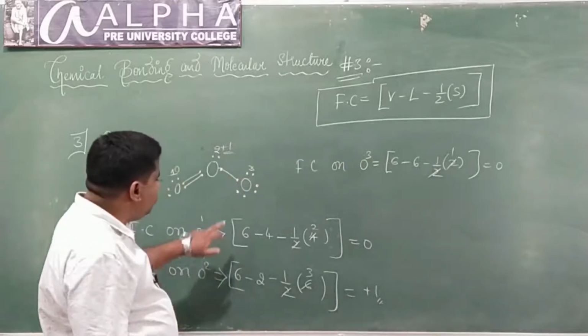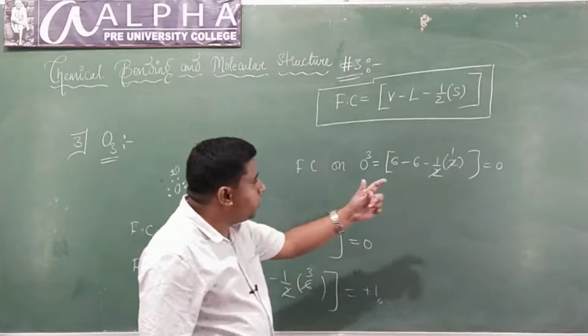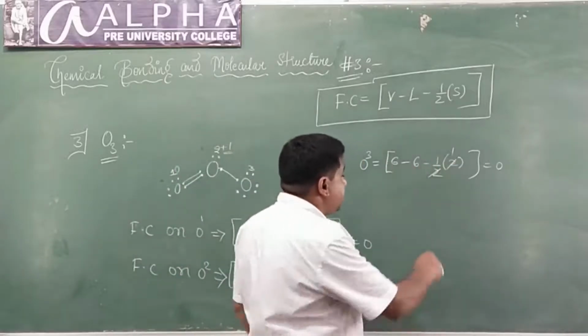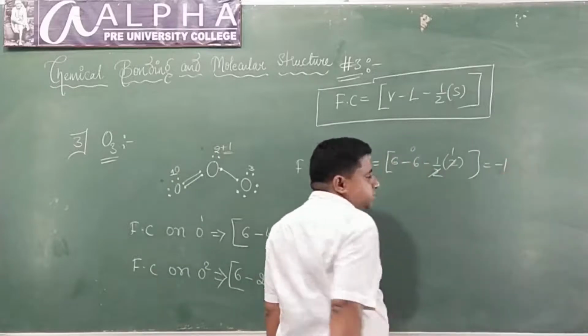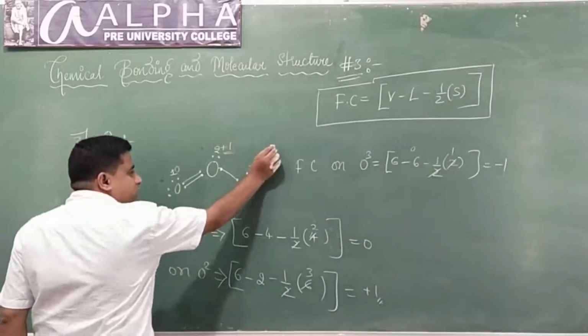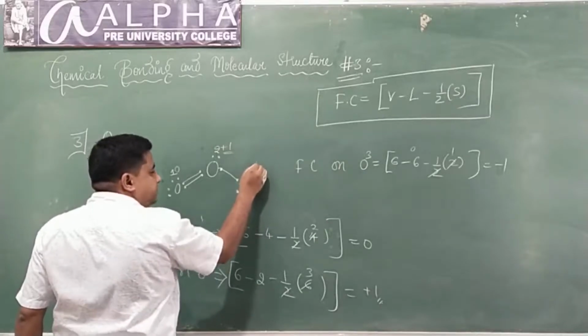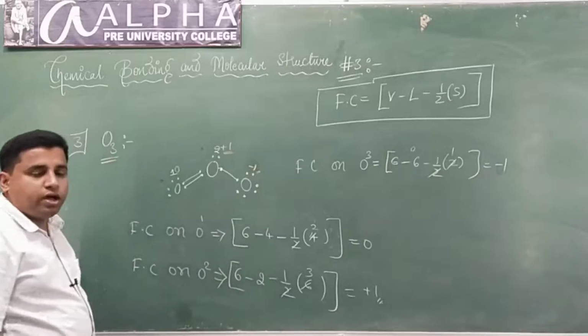Okay. 2, 4, 6. Shared pair of electrons, 2. So 6 minus 6 is 0. 0 minus 1 is minus 1. Therefore, the formal charge on the third oxygen is going to be minus 1. The formal charge on the third oxygen is minus 1.